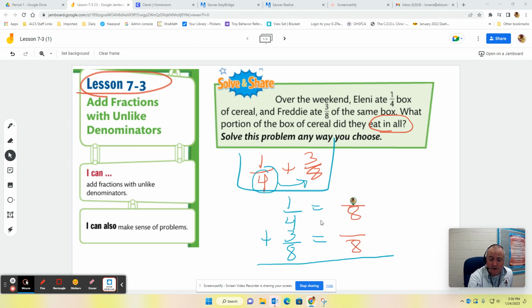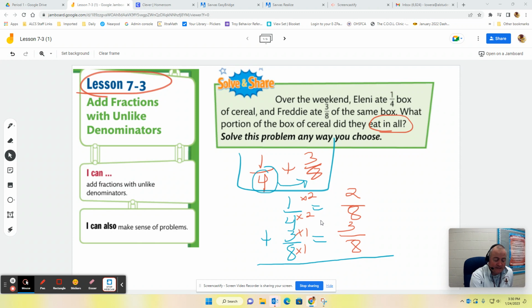The rest of it's pretty straightforward. 8 times 1 is 8. 3 times 1 is 3. 4 times 2 is 8. And 1 times 2 is 2. So you got to remember, you guys, when you're rewriting these as equivalent fractions, whatever you do to the denominator, the bottom number, you have to then do to the top number. That's going to be the key today.